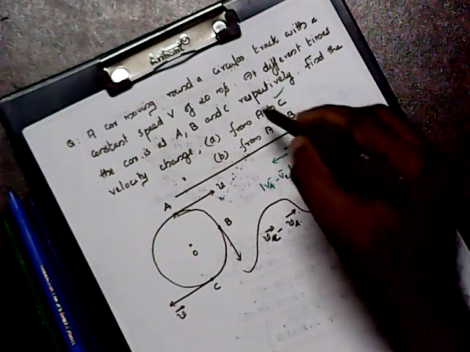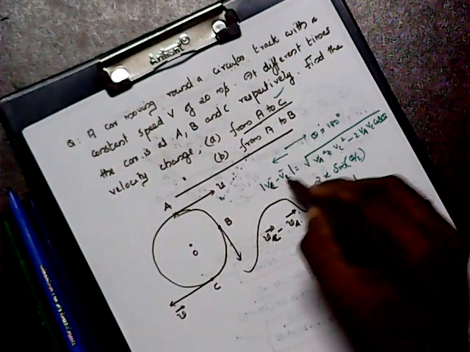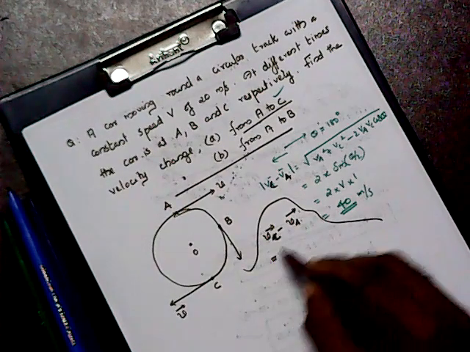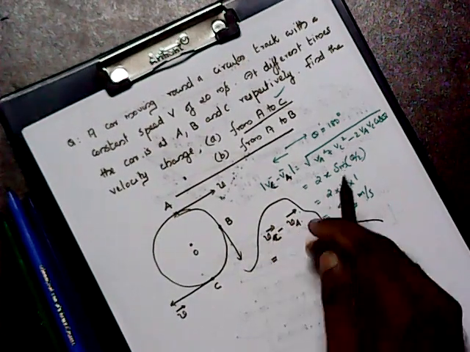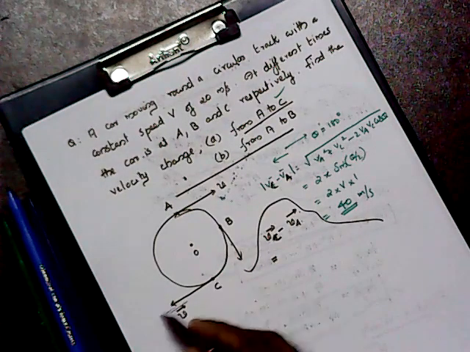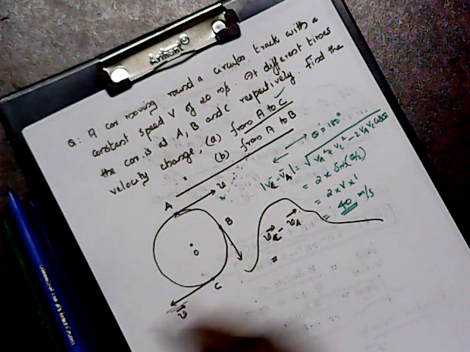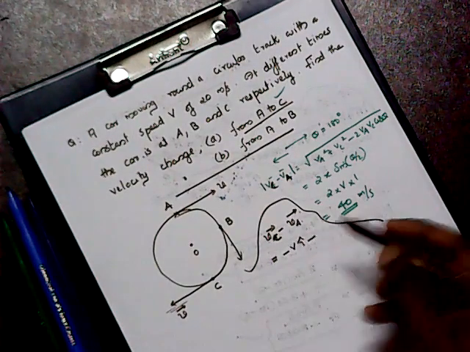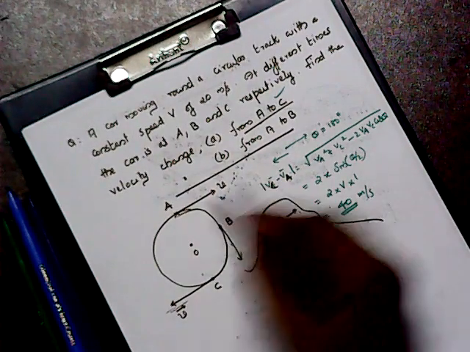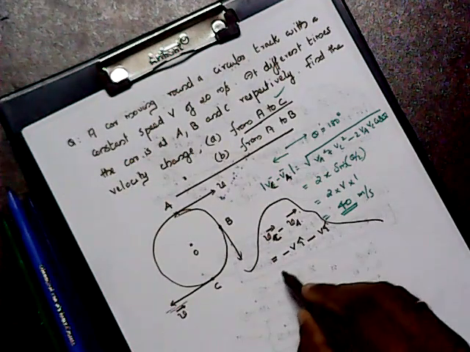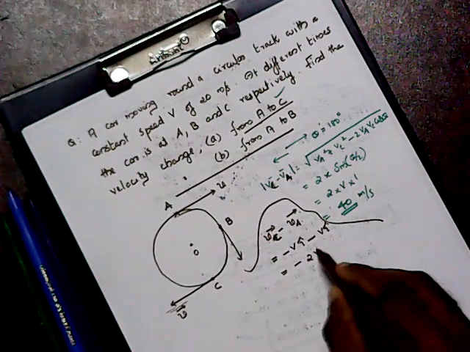And here also from A to C. So VC minus VA. Good. But if you just express it in terms of unit vector, VC is a vector acting in the negative x-axis, so we can say minus V i. What is VA? VA is along the positive x direction, so that is V i. So it is nothing but equal to minus 2V i.